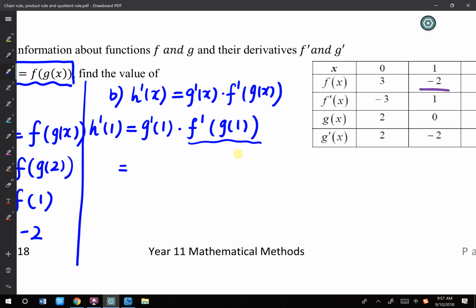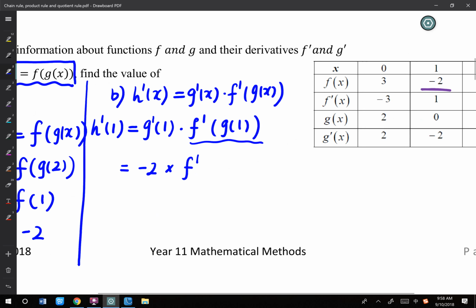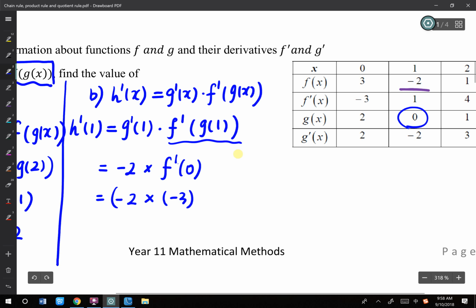What is g'(1)? g'(1) is -2, times f', and we calculate from inside. What's g(1)? Yeah, g(1) is 0. What is f'(0)? -3. So that's a 6. h'(1) is 6.